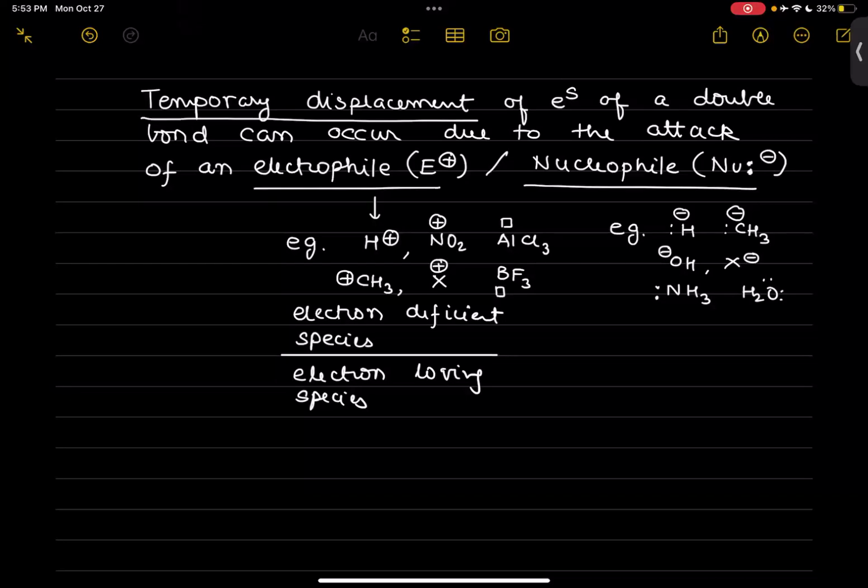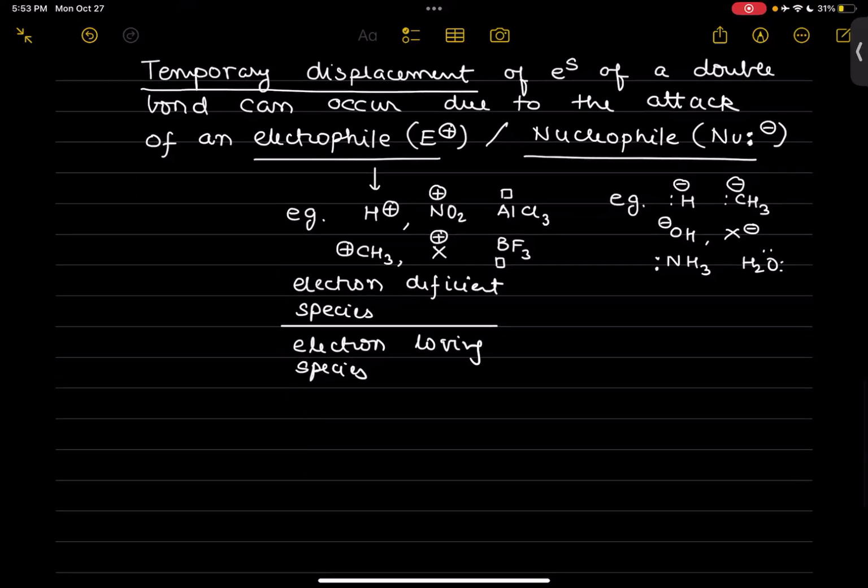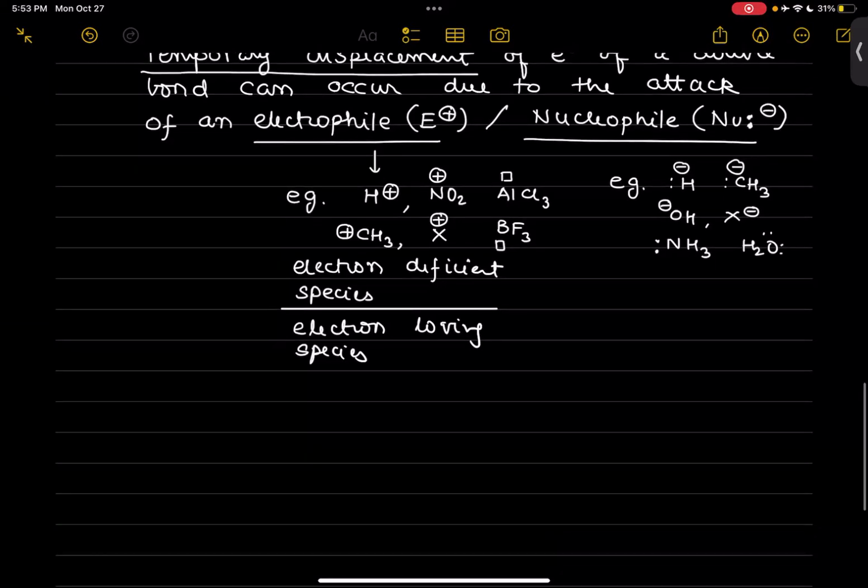Like NH3 is a nucleophile. OH minus is a nucleophile. Br minus is a nucleophile. So when they react, what will they do? They will share, because they have an extra lone pair of electrons with them. So nucleus-loving species, electron-rich species, are known as nucleophiles.